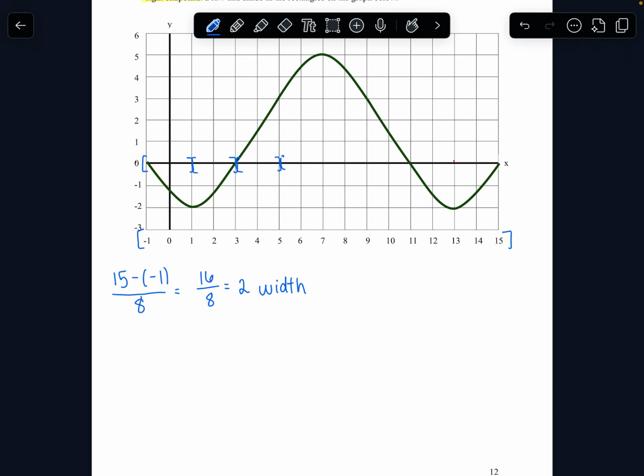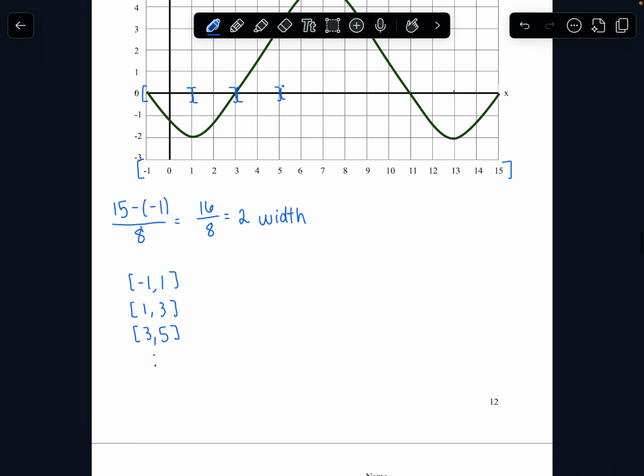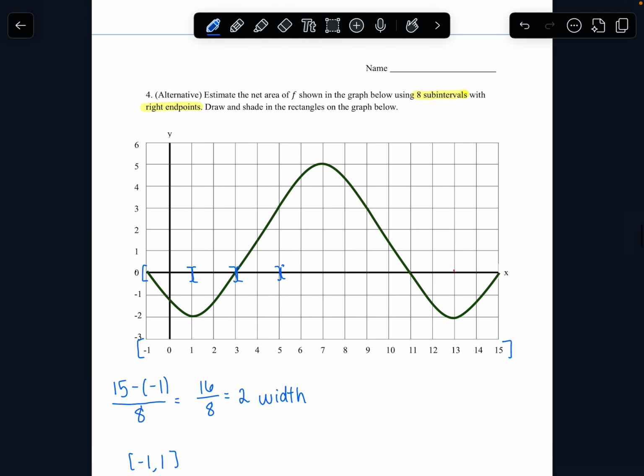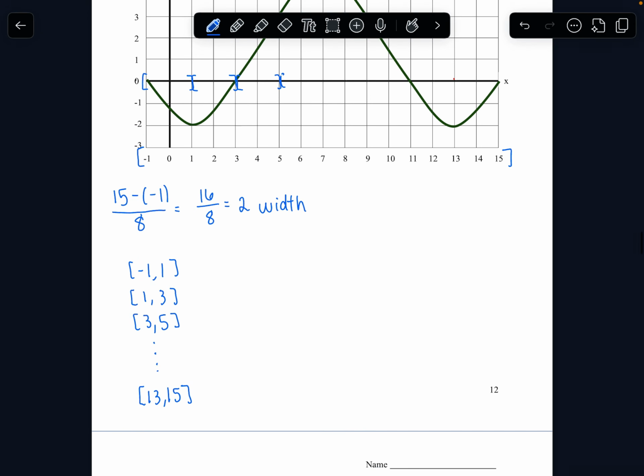So let's just write that out really quickly so I can show you something. So yeah, this is what our intervals look like. Again, you can fill in the blank, but all the way down to 13, 15. Now, the second piece of information is right endpoints. So if I want right endpoints, then I look at the rightmost values, so all of these, right? If I want the left endpoints, I look at all of those. If I want the midpoint, I look at the number in between, okay?